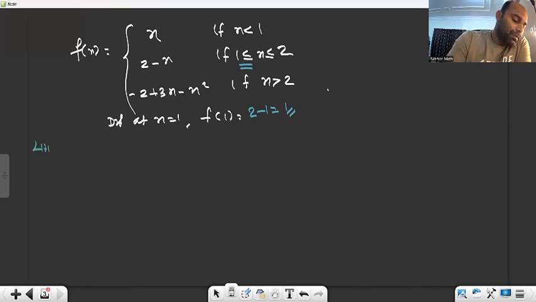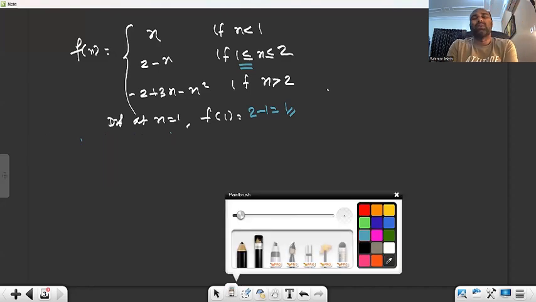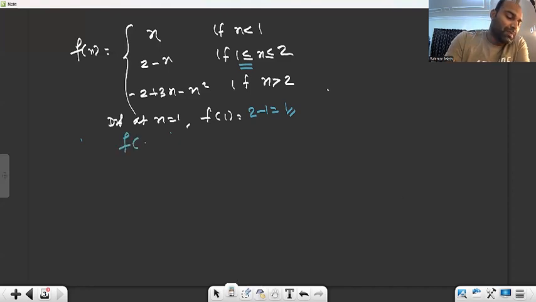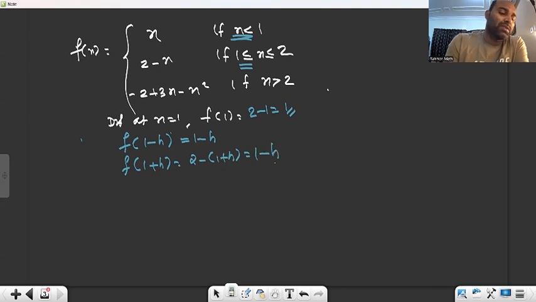Now LHD, limit h tending to 0, f of 1 minus h. Sorry, we didn't find this yet. We can find this first, otherwise many calculations will come in between. What is f of 1 minus h? Smaller than 1, this is the function x, so it will be 1 minus h only. Bigger than 1, the second function, 2 minus of 1 plus h, that is 2 minus 1, 1, that's also 1 minus h. 1 plus h is more than 1.